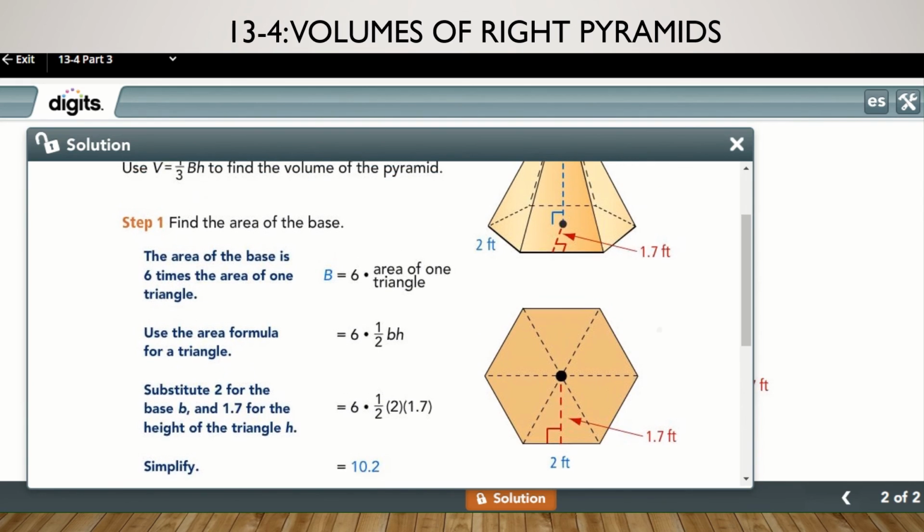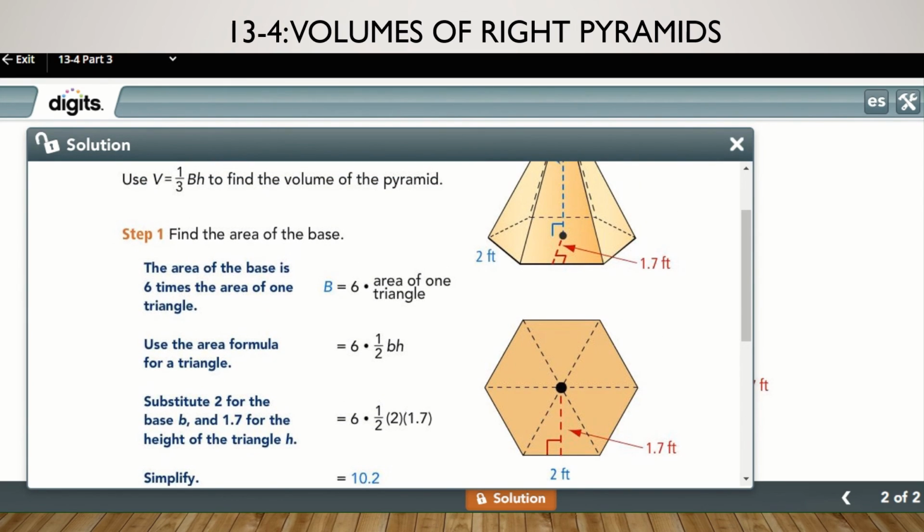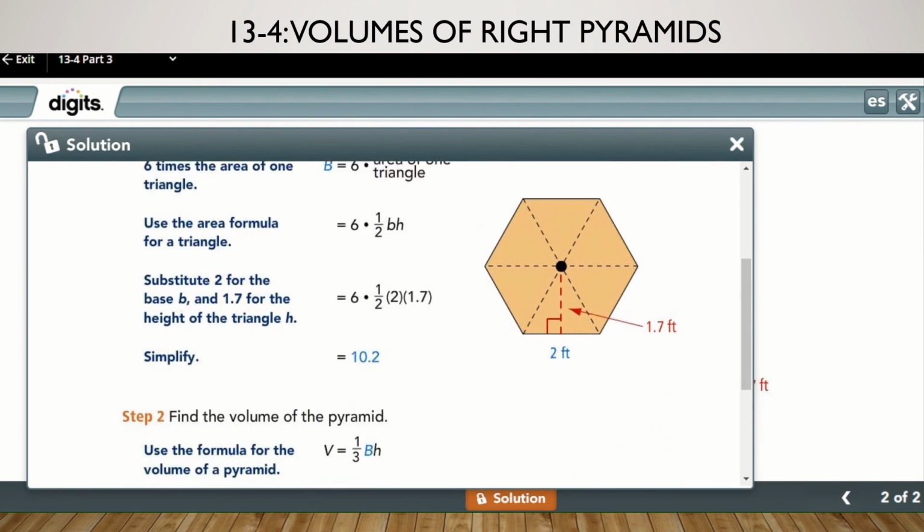You first find the area of the base. Remember, decompose into 6 equilateral triangles. So area of one triangle times 6, because that's how you find the area of a hexagon. And then you go ahead and substitute all of that information in. The base of the triangle, if you look here, will be equal to 2, because all of the side lengths are equal to 2 for that hexagon. And then the height of that triangle will be equal to 1 7/10. And if you multiply all of this together, you would get 10 2/10. That will be the area of the base.